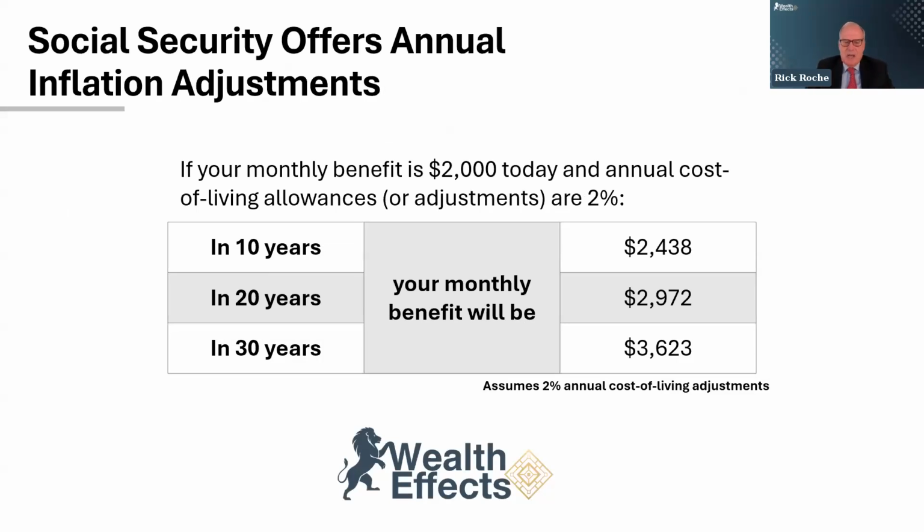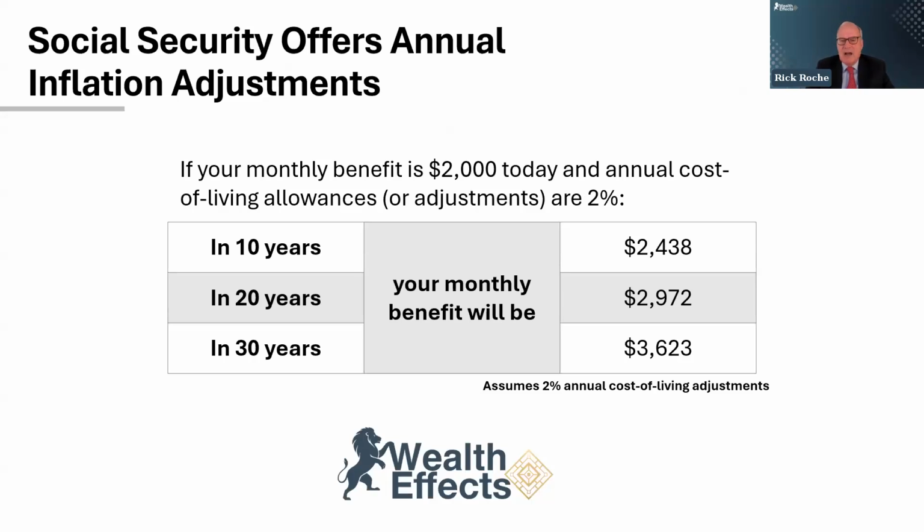There's a second real benefit when you look at Social Security as a source of retirement income. The second benefit is it's adjusted for inflation. In 1975, the United States Congress put into effect a cost of living adjustment, a COLA benefit. And that COLA benefit means that each and every year, the Social Security Administration looks at the cost of living, the CPI, and calculates a cost of living adjustment.